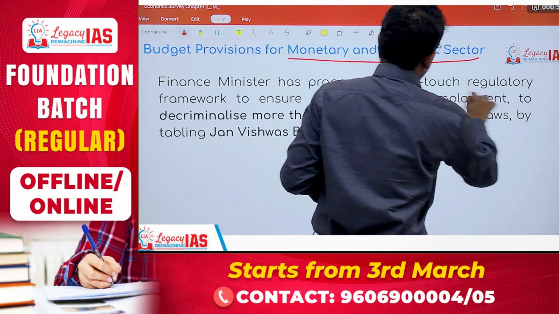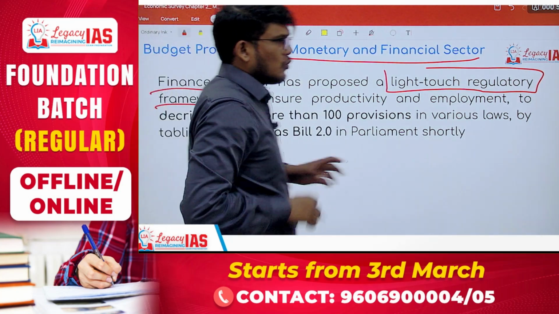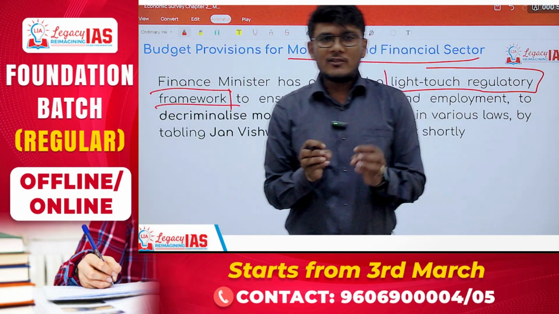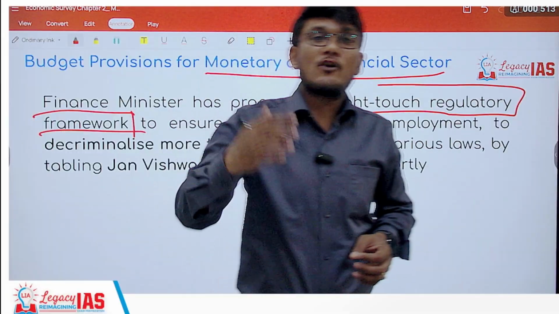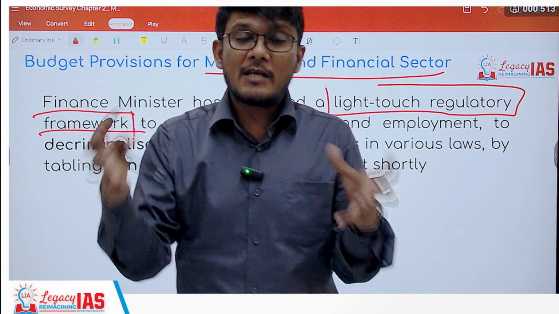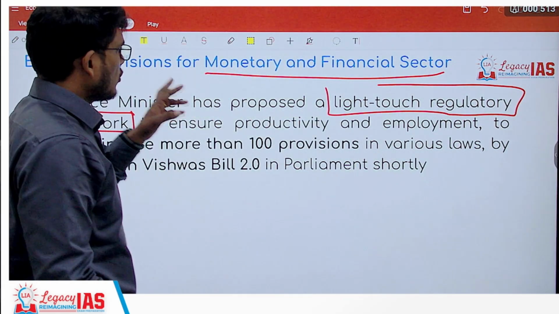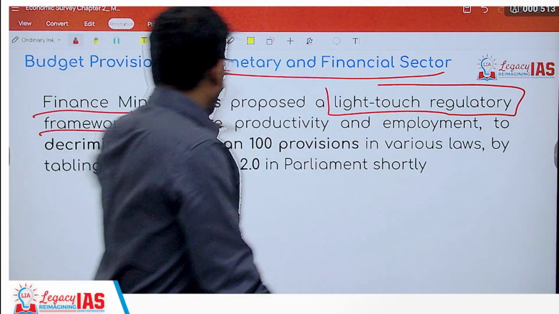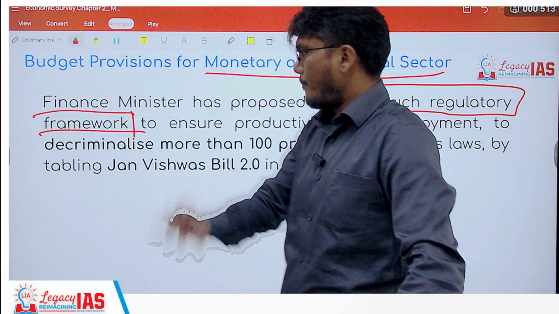What is meant by light touch regulatory framework or reforms? It means you don't have to change much, you just have to give slight, light touches, improve slightly, in order to boost the perceptions, in order to boost the sentiment of the people and the economy towards more and more investment and better growth. So it talked about a lot of light touch regulatory framework. For what? For improving the productivity, improving employment.